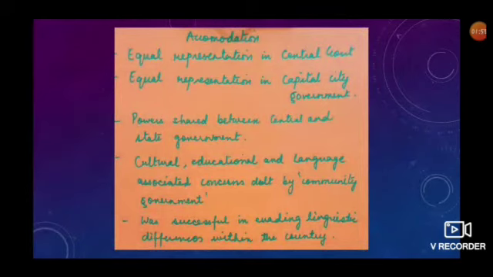Equal representation in the central government was given, and in the capital city government as well. Powers were shared between the central and state governments. Cultural, educational and language-related concerns were dealt with by a new kind of government, the community government, and it was quite successful in removing the linguistic differences within the country. So it was a successful case where things were done judiciously and power was divided appropriately. Let us see the other case, Sri Lanka, and what happens there.